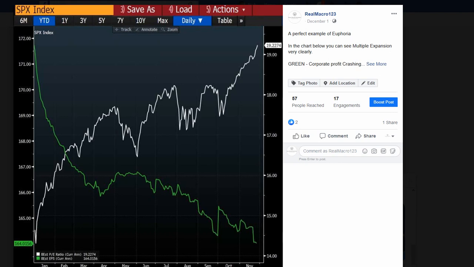Logan's saying the real economy is kicking ass, when in reality, this green line over here is earnings that are falling, and stock prices, which is the S&P 500 in the white, is rising. Okay? That's not the real economy. Okay, that's distortion of the real economy.